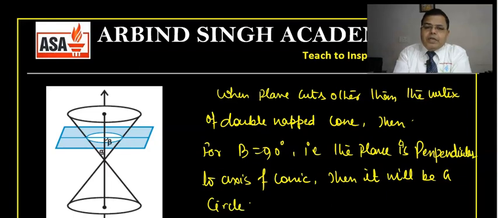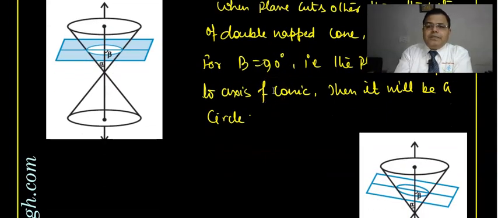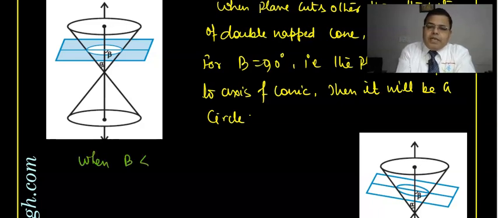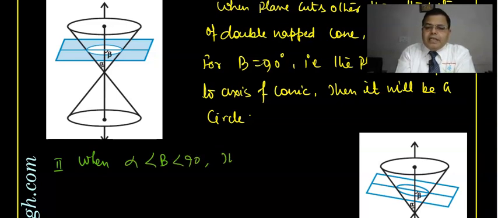The circle, you can see there, if beta is 90 degrees, then the area that will cut, remove the upper portion. If you remove the upper portion, you will get this type of area, and that will be a circle, right? Now the next case: when beta is less than 90 degrees but greater than alpha, then the section will be obtained like this.